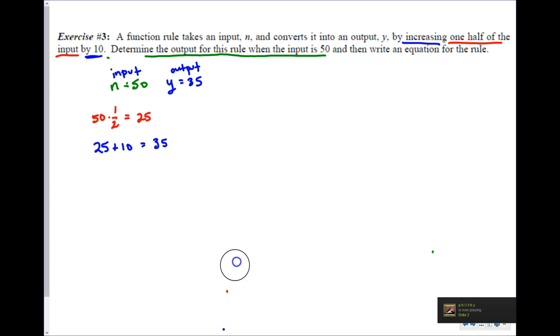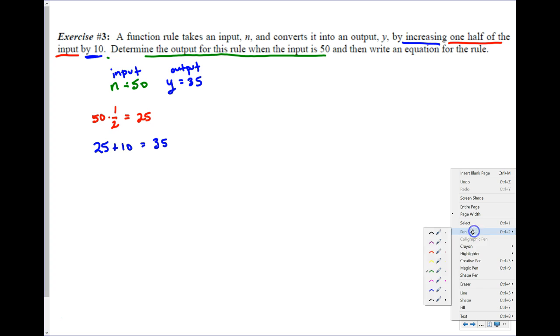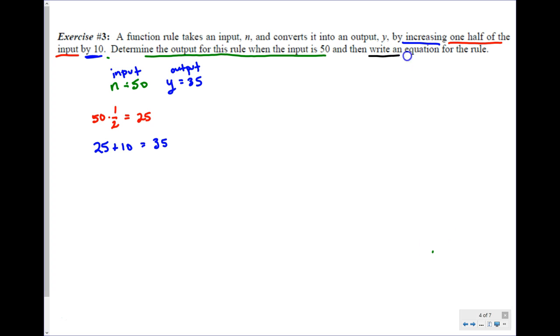Now, what's the second part of this question say? The second part of the question says, all right, now write an equation for this rule. The rule of multiply by half and then add 10. So let's take my input n. I multiply it by a half, so 1/2 n, and then I add 10. And what should I get? I should get y. So there's my input, and there's my output. Okay, a function is all about putting in one thing, one number, and getting out a number. Okay, input, output.